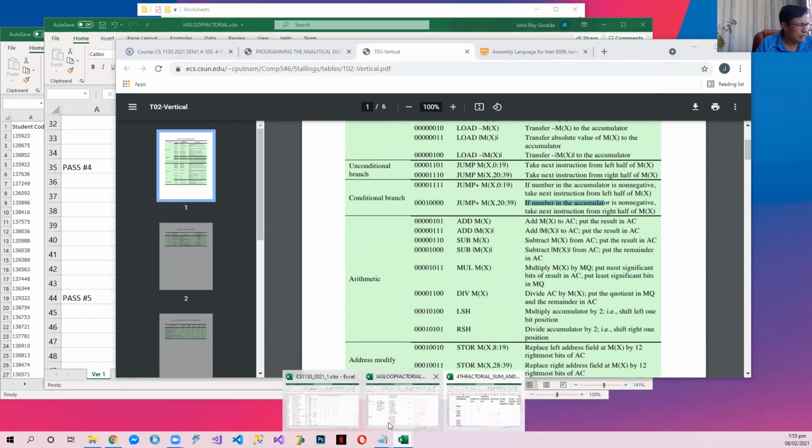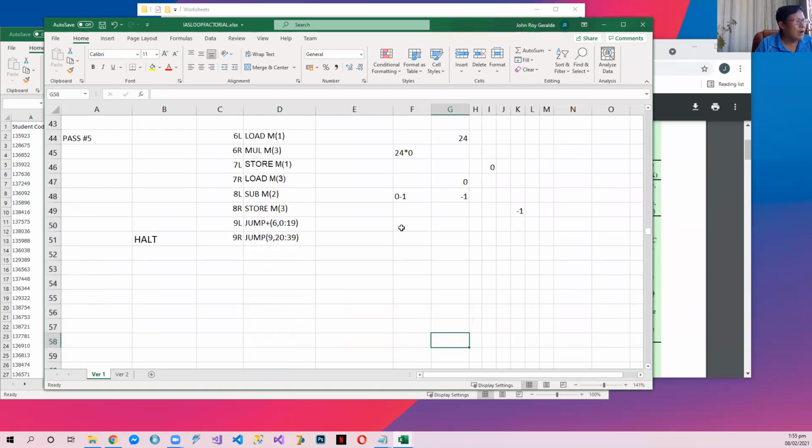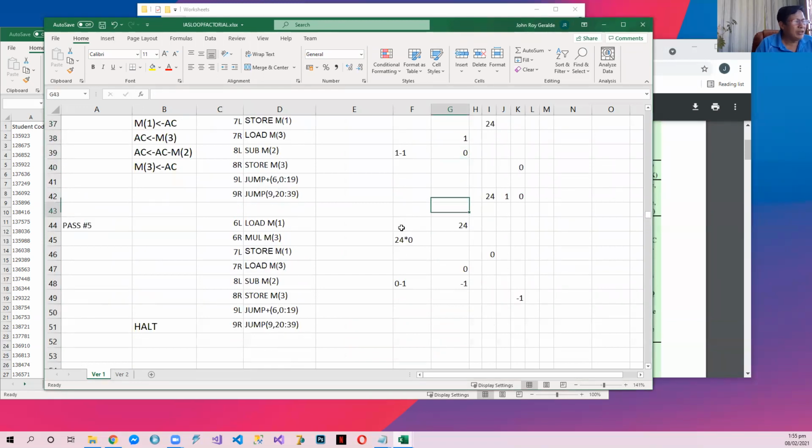There's the issue here. 1 minus 1 is a 0, so therefore it will jump again. Do you follow? We'll go back. So we load the next, there's the mistake.